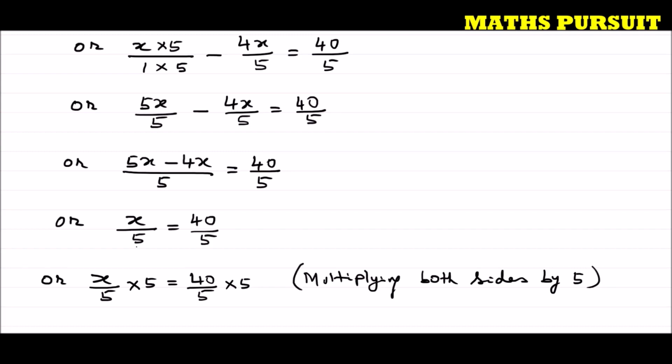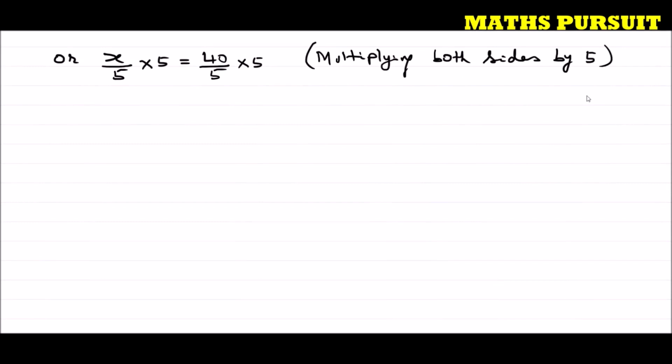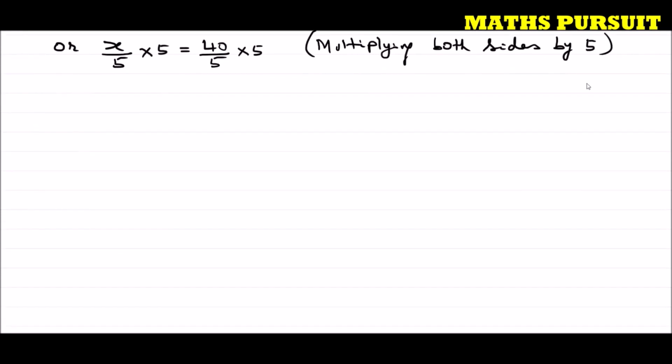In order to eliminate this 5 from the denominator, I need to multiply the left hand side of the equation with 5. So if I am multiplying something to the left side of the equation, I should also do the same thing to the right side of the equation. So for that reason, I am multiplying both sides of the equation by 5. Or I can write x is equal to 40.